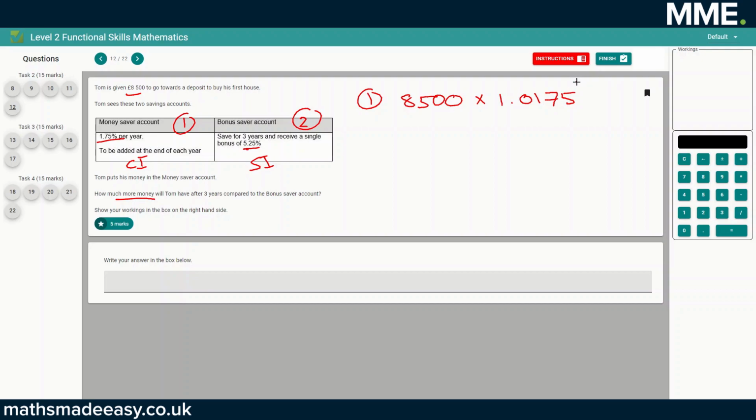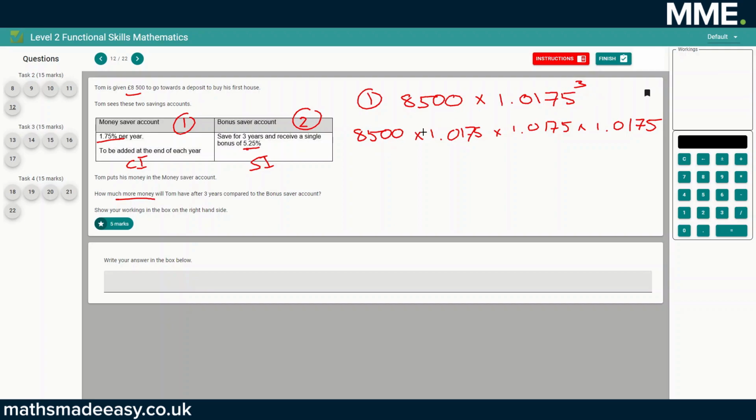Equivalently, we can write that as 8,500 times 1.0175 cubed, which is exactly the same as writing out 8,500 times 1.0175 times 1.0175 times 1.0175. These two are exactly the same calculations. This is just written in a more shorthand way.